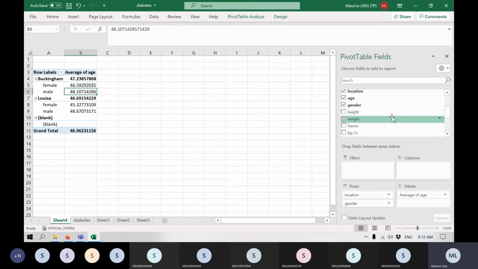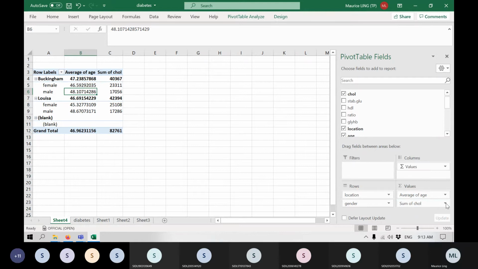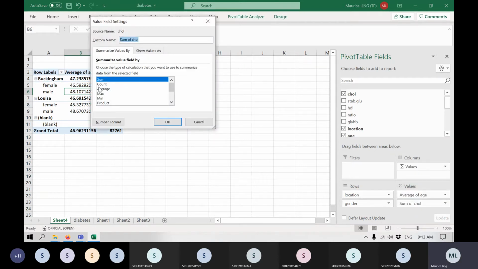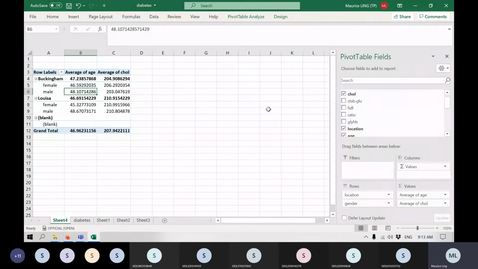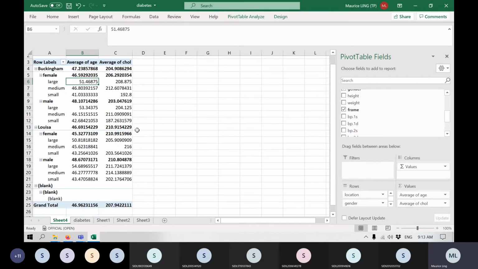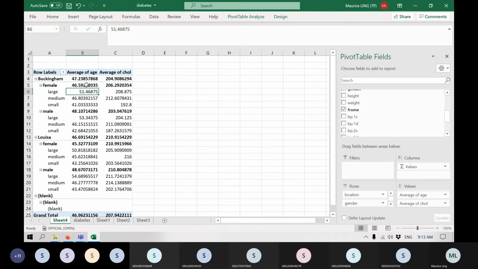I can have different values as well. I can have the average cholesterol level. So I go to values, and it gives you the next column. I can change it to average and find out what is the average cholesterol level. So this is actually very useful. Now, if I want males and females, I can even have body frame as well. You can have small frame, medium frame, large frame. I can pull down the frame and go to the next one. Now I have the frame.